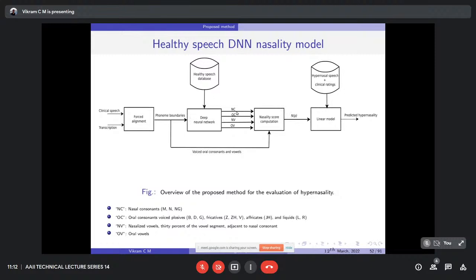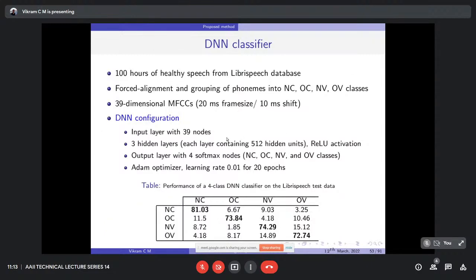This model is referred to as the model transfer approach because we have a pre-trained model, and that model is applied for the hypernasality evaluation. That's why this approach is called the model transfer approach. So this is the performance of the 4-class classification system. We used 100 hours of LibriSpeech data, and LibriTest is used to get these numbers.